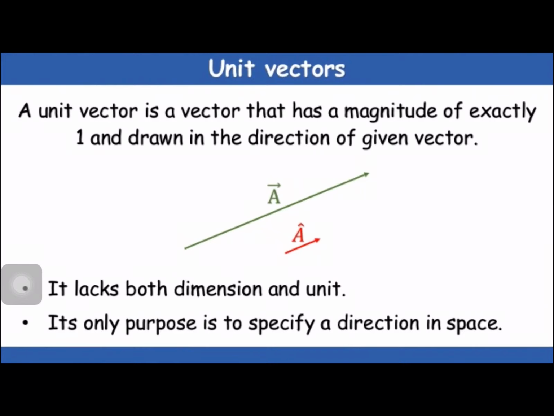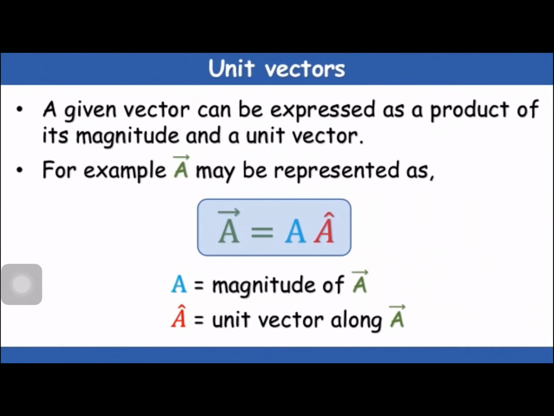And then next one, unit vector. A unit vector is a vector which has magnitude 1, so it lacks both dimension and unit. What is the use of the unit vector? It is used to specify the direction in space. And then a vector can be expressed as a product of its magnitude and a unit vector. So this is the way you can express it.